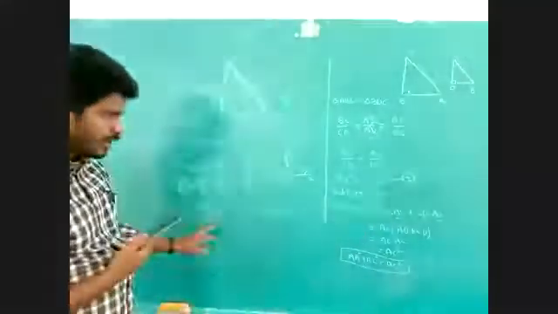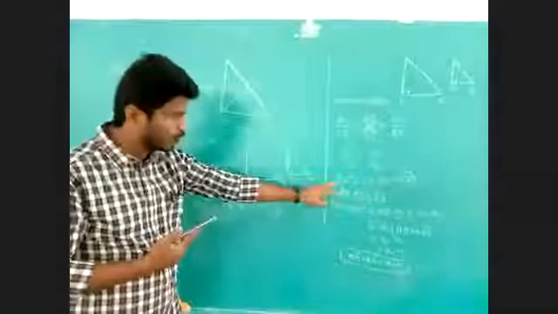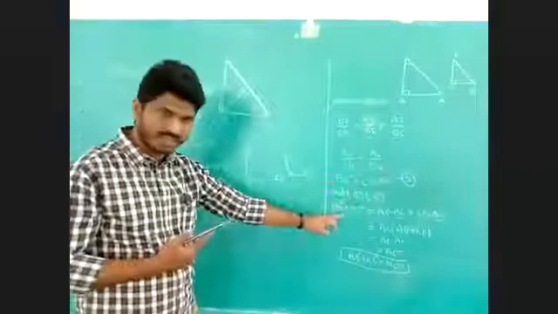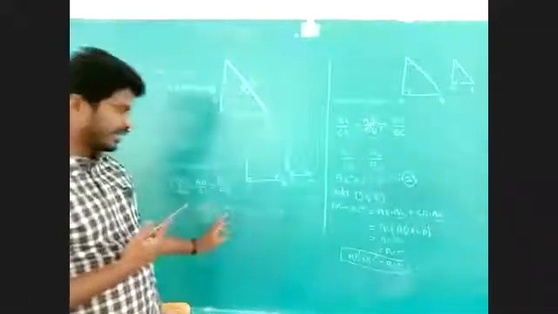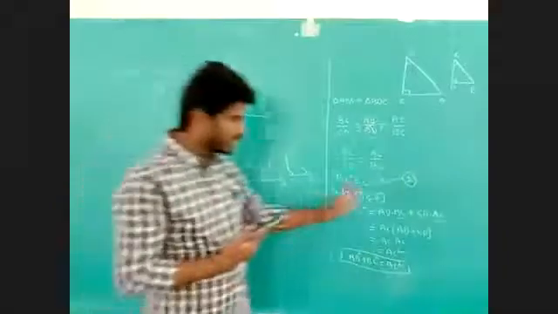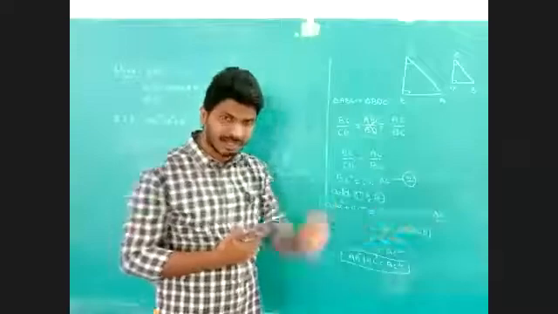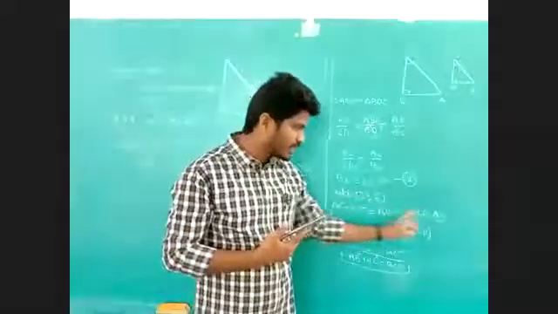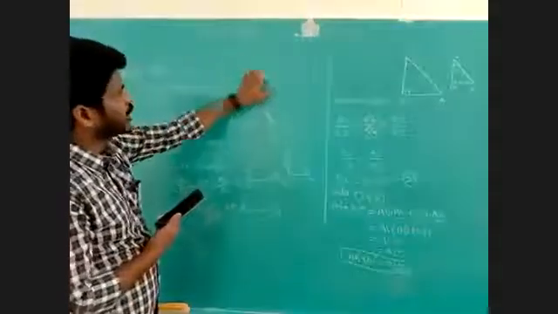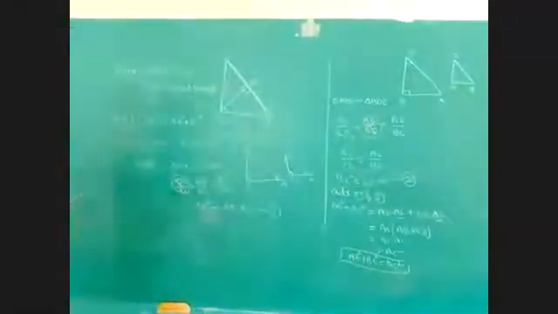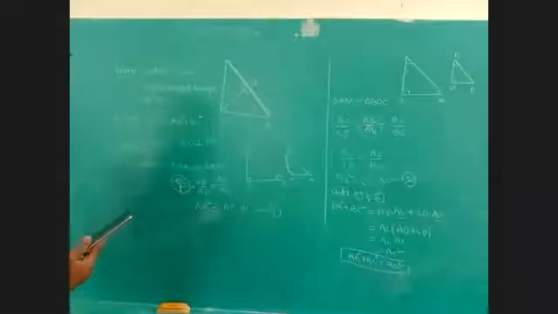Now add equation number 1 and equation number 2. Add the left side terms: AB square plus BC square equals the right side terms AD into AC plus CD into AC. From these two terms take AC as common. The remaining terms are AD plus CD. AC into AD plus CD. From the figure, the sum of these two sides equals the total side AC. AC into AC, AC square. Therefore, AC square equals AB square plus BC square. This is the proof of the Pythagoras theorem.